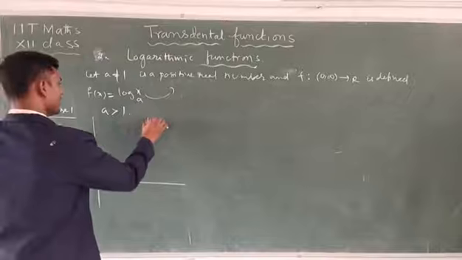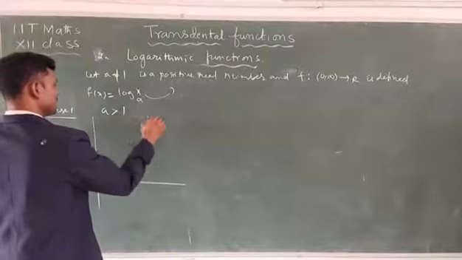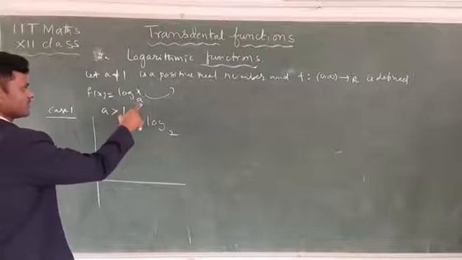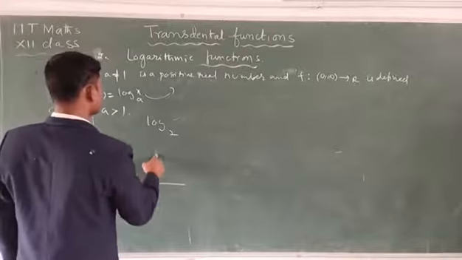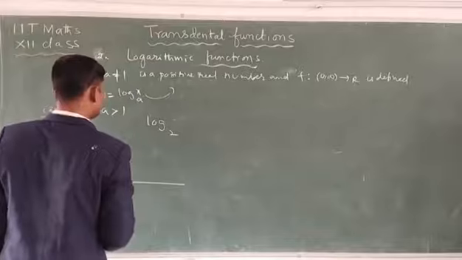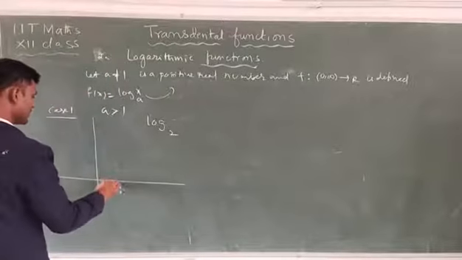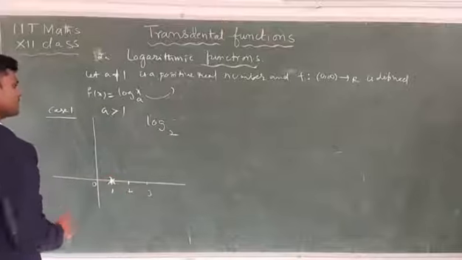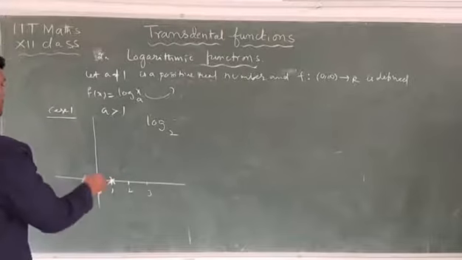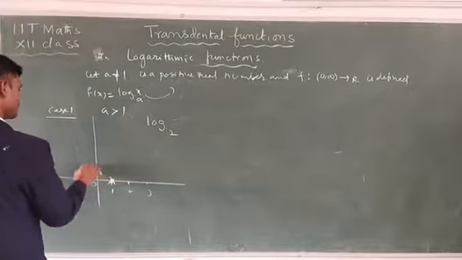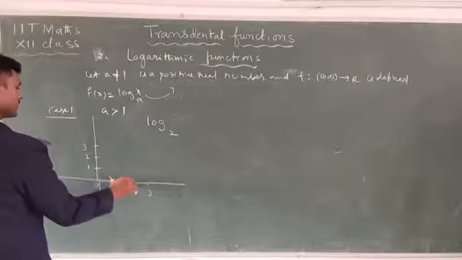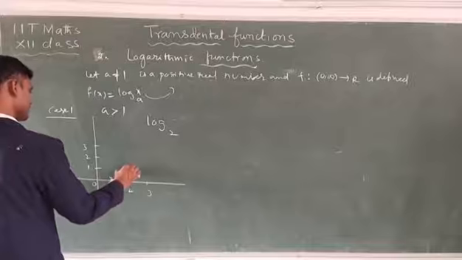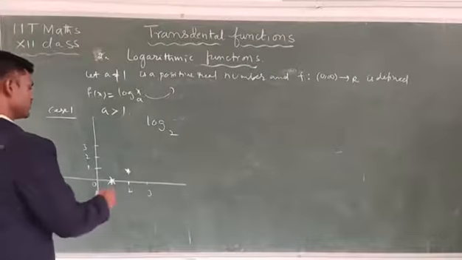Here for log, you can take 2. This is greater than 1, it is not equal to 1. Then log 1 you can write here: log 1 base 2 is equal to 0. Log 2 base 2 is equal to 1, so the point is (2, 1).